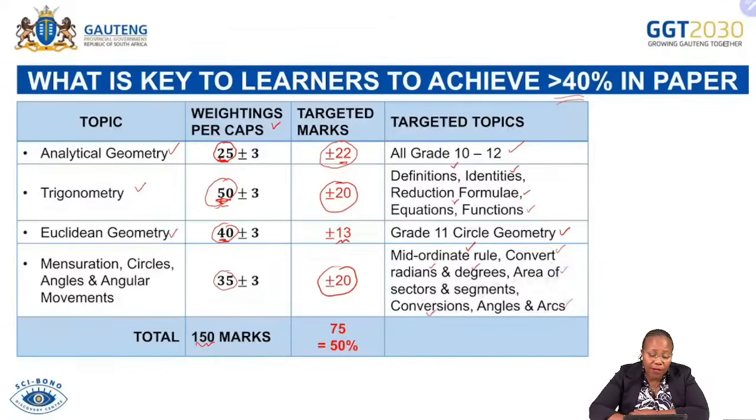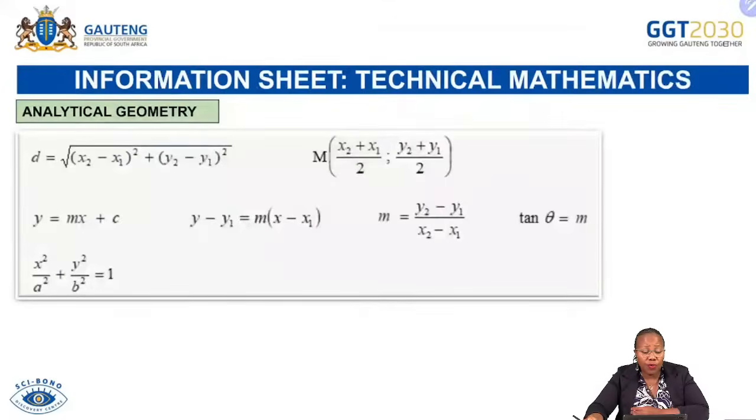And therefore, if we can manage to get this particular targeted marks, grade 12, you'll be having 75 out of the 150, which leads you to 50%. I hope this is clear, grade 12, and then can you see that it is possible for you to reach a 50% on paper 2.